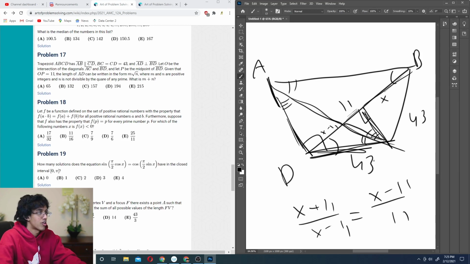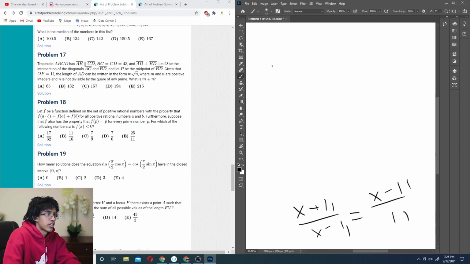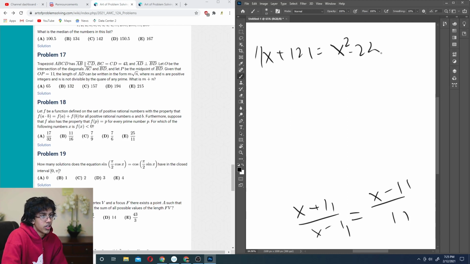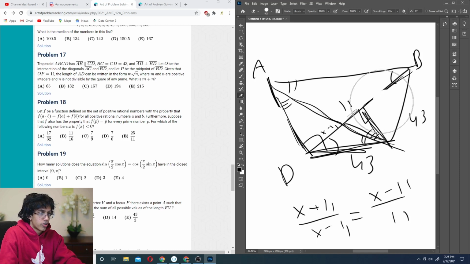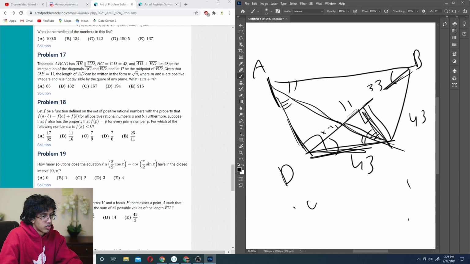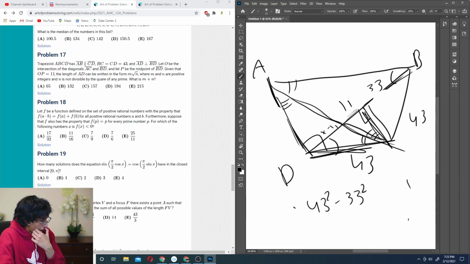Okay, so now I think if we solve this, we will get this length, and then it should be possible to get that length. So if we get 11x plus 121 is equal to x squared minus 22x plus 121, that gives you x squared minus 33x. So x is equal to 33. Okay, hold on, let me undo that. So this side right here is 33, then what is this one? So we do 43 squared minus 33 squared. It gives you like 76.